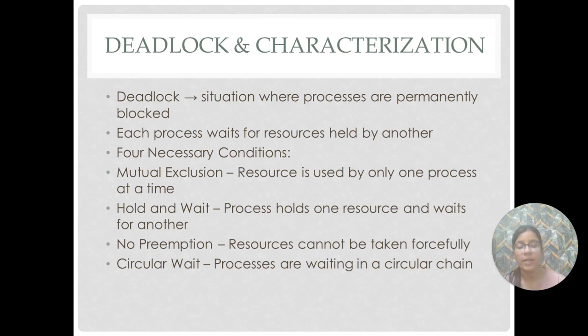Mutual exclusion: resources are used by only one process at a time. Hold and wait: a process holds one resource and waits for another. No preemption: resources cannot be taken forcefully. Then circular wait: processes are waiting in a circular chain. If all these four conditions happen together, deadlock will occur, which means all the processes will be permanently blocked.